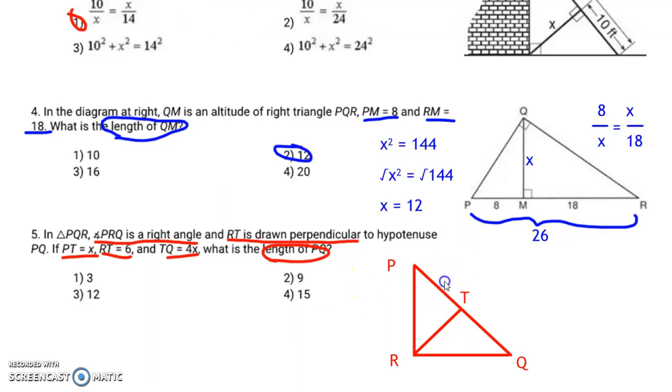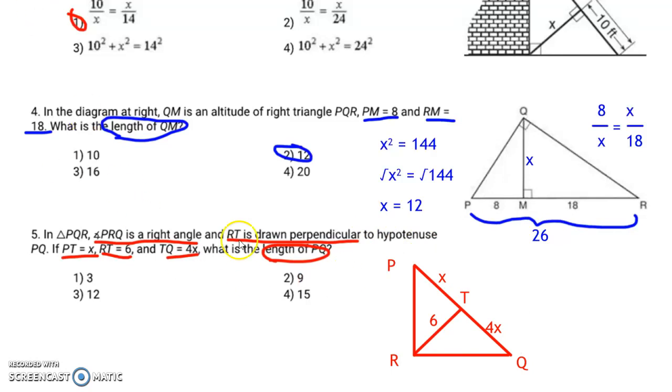It tells us that PT is equal to x, so the x goes here, and this is going to be a lowercase x. It also tells us that RT is equal to 6, so we're going to put 6 here, and TQ is equal to 4x. Well, look at that. It just gave us the two parts and the hypotenuse.